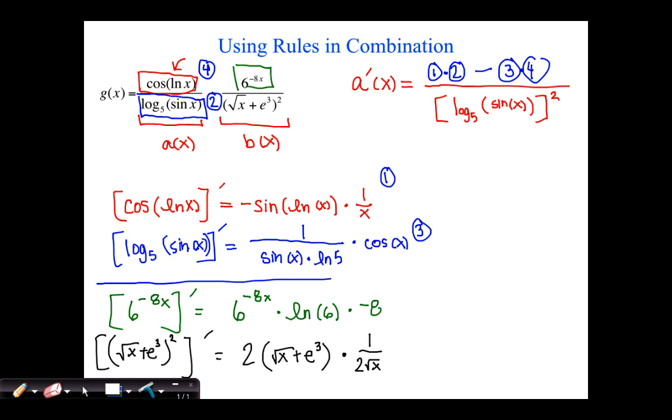All right, so setting up the second fraction's derivative is going to be kind of similar. So b prime of x would involve these 2 derivatives. This one goes first in the numerator.